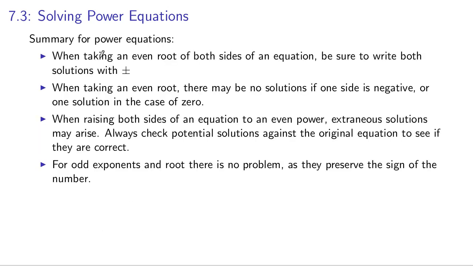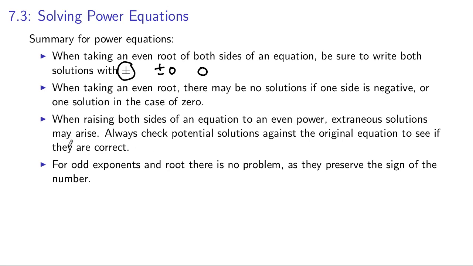So, in summary, if we take an even root of both sides of an equation, we must be sure to write both solutions with a plus or minus. The only exception is we don't write plus or minus 0 because we don't have a negative 0. Just write 0 if that's the answer, which will give you one solution. If we have an even root, there may be no solutions if one side's negative, or one solution in the case of 0, which I just mentioned.